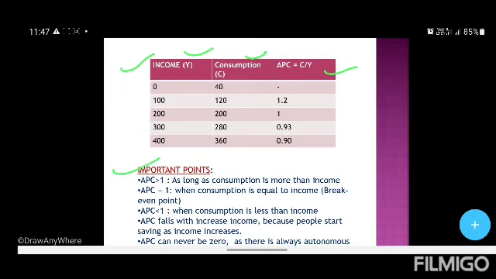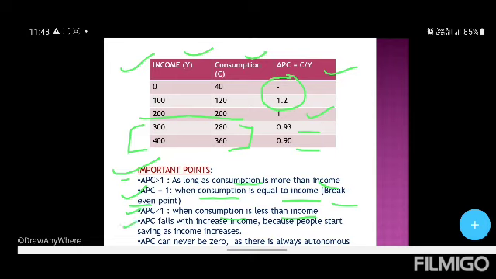Some important points to be noted here: average propensity to consume is greater than 1 as long as consumption is more than income. As long as the consumption is more than income, we can see the APC is greater than 1. APC is equal to 1 when consumption is equal to income, or we can say we have the break-even point. When consumption is equal to income, APC is 1. And APC is less than 1 when consumption is less than income. We can see it here. When consumption is less than income, APC is less than 1.